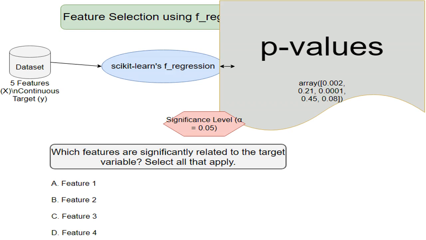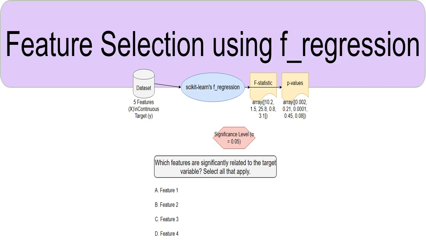I've set my significance level, alpha, to 0.05. This means I only consider a relationship significant if its p-value is less than 0.05. It's like setting a threshold for how much evidence I need. This describes the structure of my data. I have 5 independent variables, represented as x, and a single continuous dependent variable, represented as y, which I'm trying to predict.